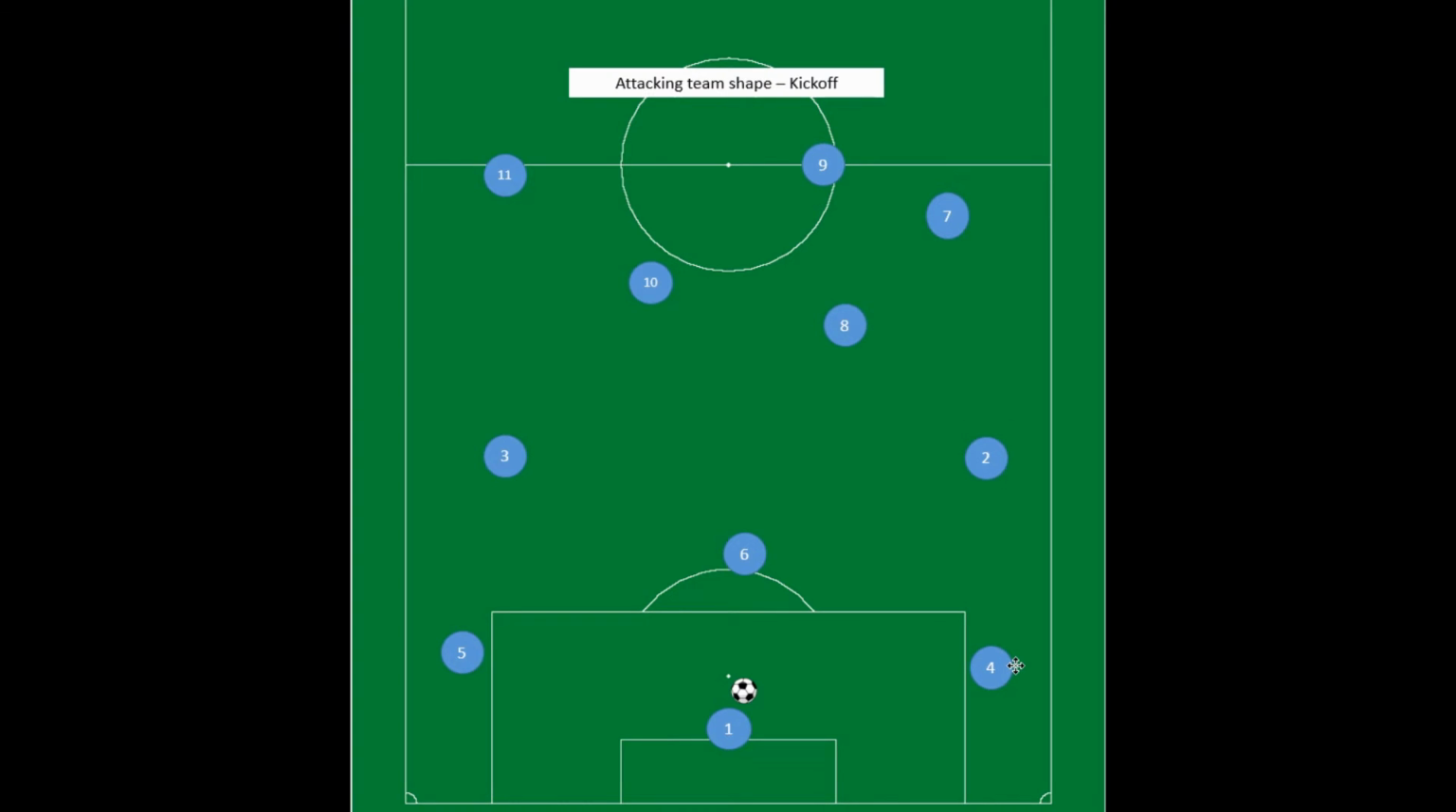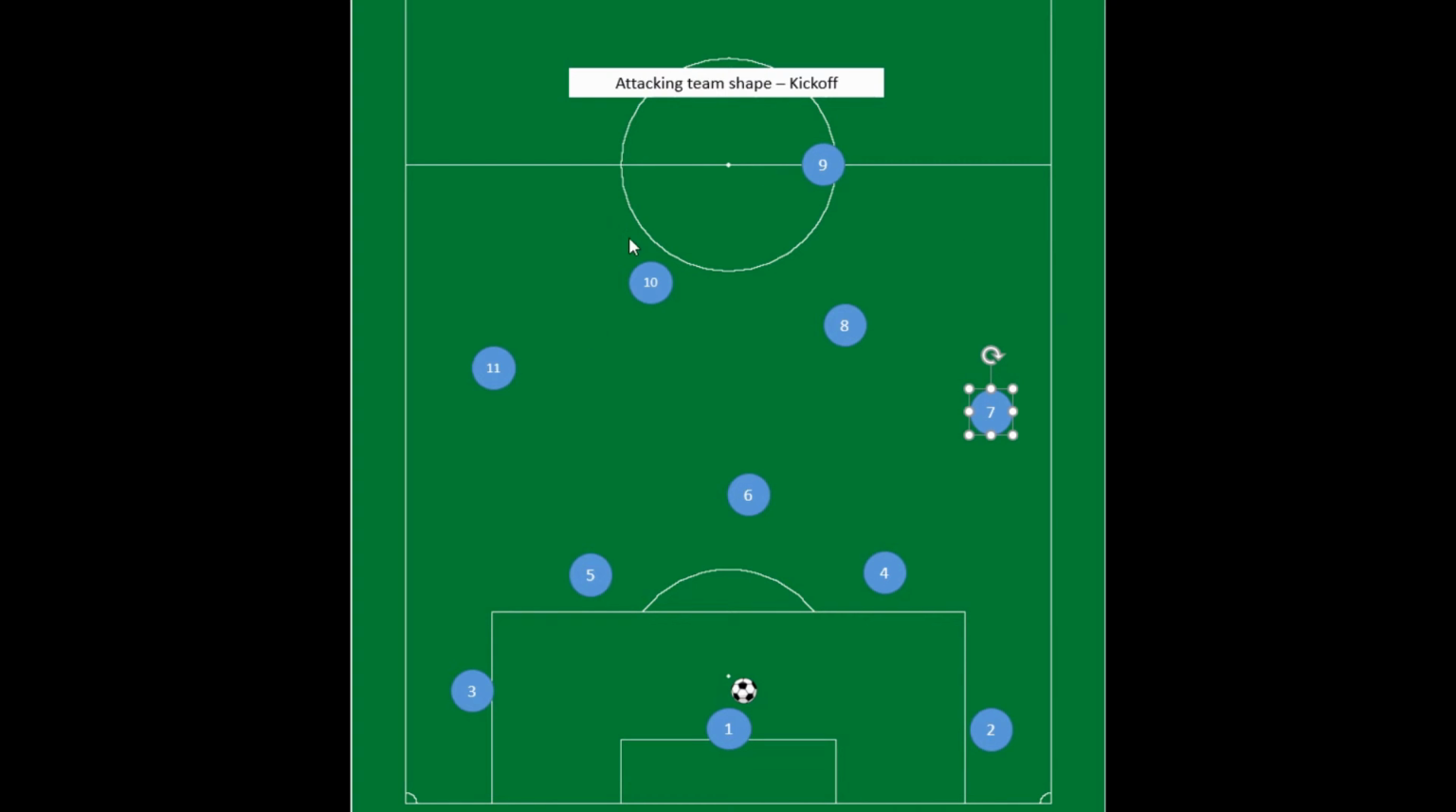If we have the 4 and the 5 here, and we drop the 3 and the 2 back, we get this kind of a situation where we have no support in this area. So now the 11 has to drop back, the 7 has to drop back. We've made ourselves very compact. So if we're able to push up here, and to push up here, and to drop off here, and to push up here.